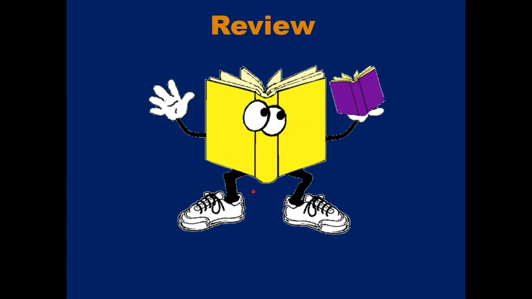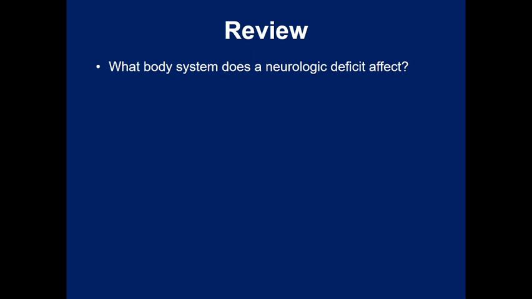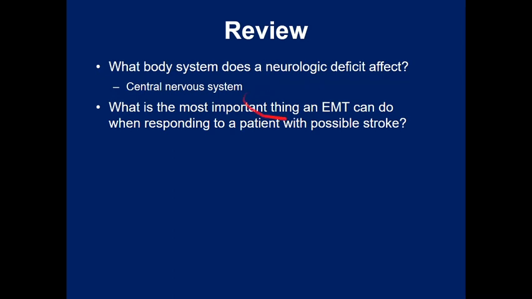Okay, so let's review some stroke and headache stuff, and this will be the end of our lecture for this, and then we'll finish off with seizures and syncope. All right, so what body system does a neurodeficit affect? The nervous system. All right, the most important thing an EMT can do in responding to a patient with a possible stroke, determine when they're last seen normal. Well, yes, recognizing the signs and symptoms of stroke, because that's the first D in the 7 Ds, detection.